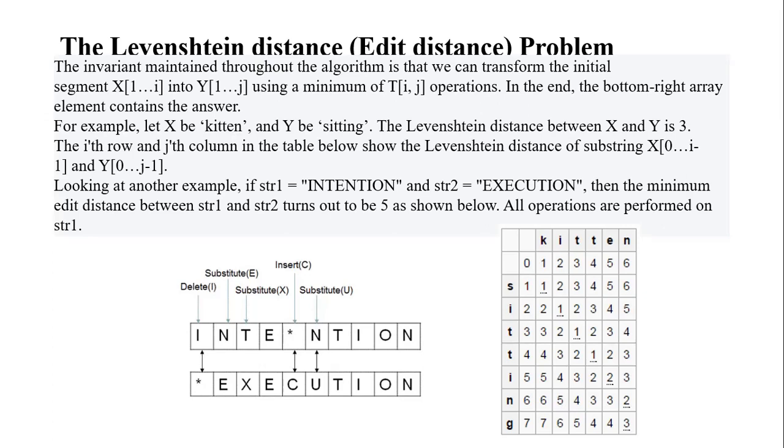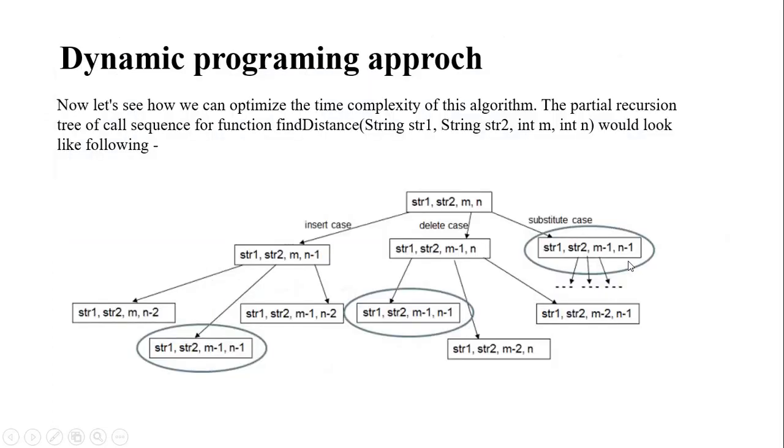For another example, if string 1 is intention and string 2 is execution, then the minimum edit distance between string 1 and string 2 turns out to be 5, as shown below. All operations are performed on string 1. Here is the dynamic programming approach of Levenshtein distance.